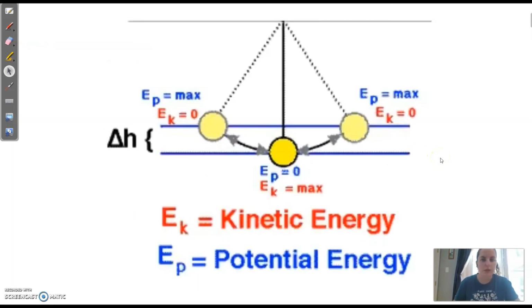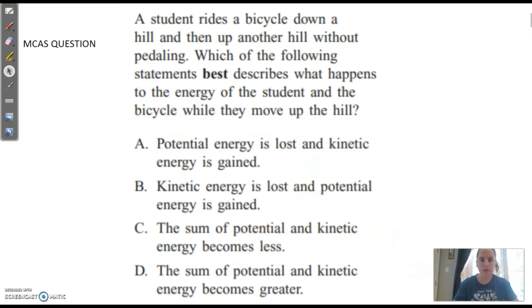So again, when you're looking at your pendulum at the highest height of that object, you're going to have the highest potential energy, and your kinetic energy is going to be 0. And at that midline, as it's going the fastest, your kinetic energy is going to be at the max and your potential energy is going to be 0. And so you're going to have a constant swinging back and forth. And so your total energy is always going to remain the same, but your potential and kinetic energy are going to be transferring in between.